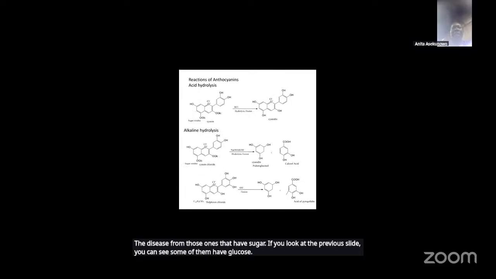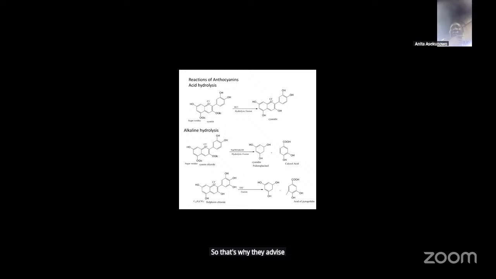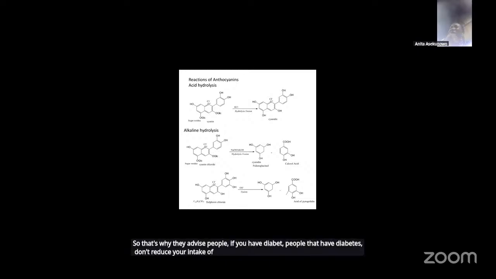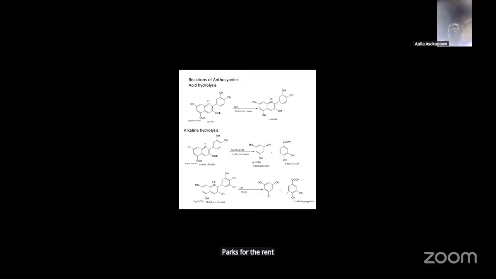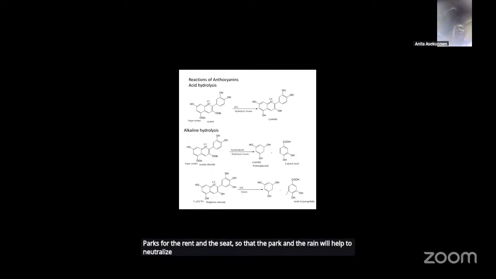So that's why they advise people that have diabetes, don't reduce your intake of watermelon. If you must take it, take small. And don't take only the pulp. You have to take both the bark, the rind, and the seed, so that the bark and the rind will help to neutralize the glucose in the pulp.